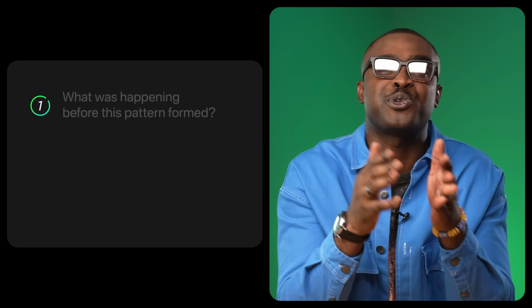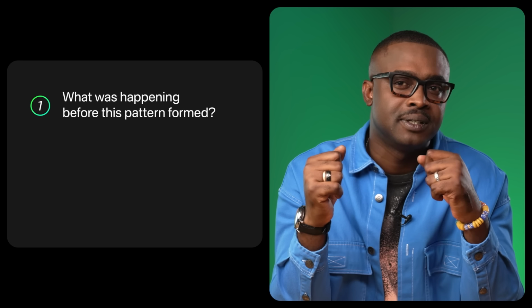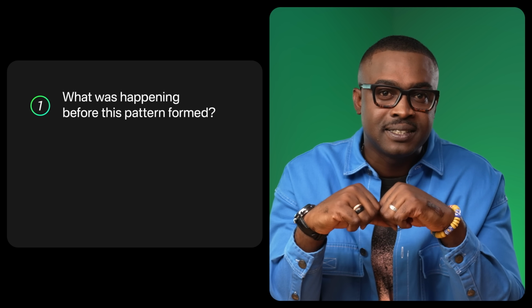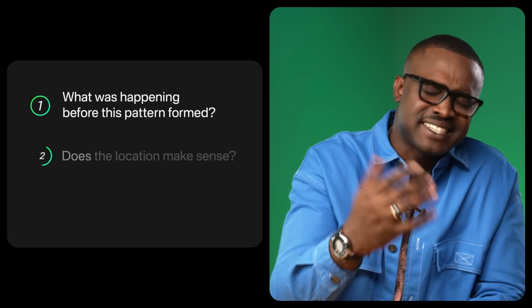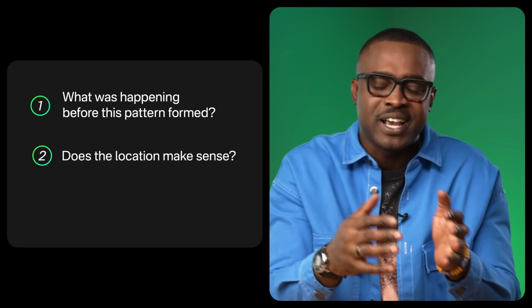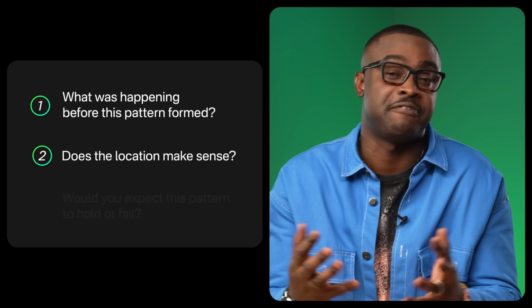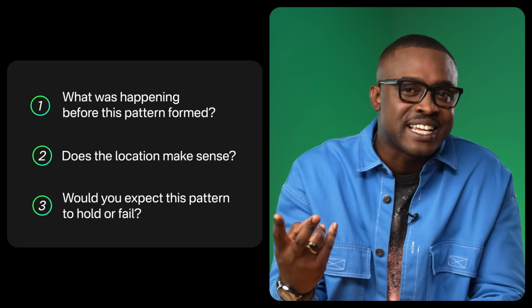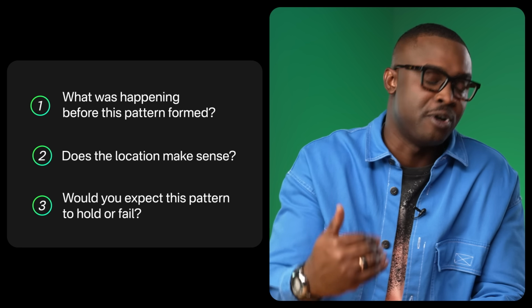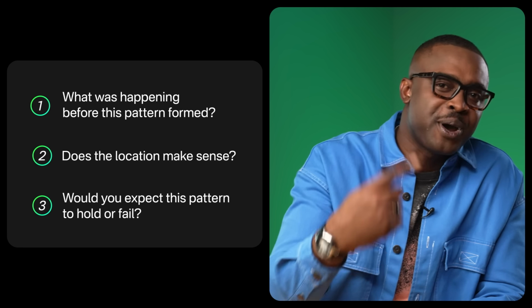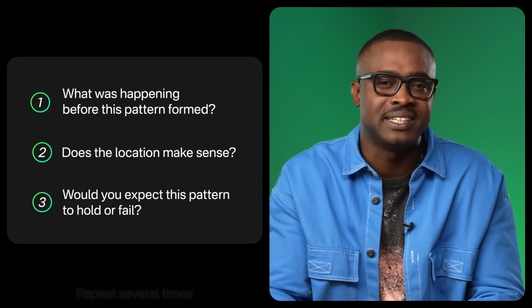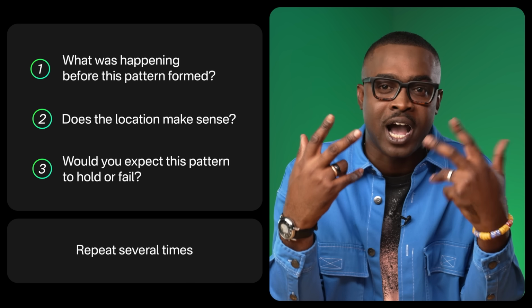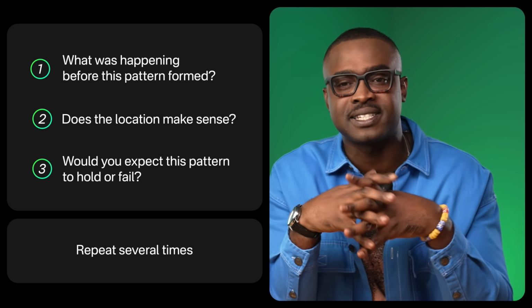First, what was happening before the pattern formed? Was there a clear directional pattern? Next, does the location make sense? Or is it at a meaningful level? And finally, based on these 2 things alone, would you expect the pattern to hold or fail? Then scroll forward 1 candle and see what actually happened. Do this several times to train your eye to examine the context.